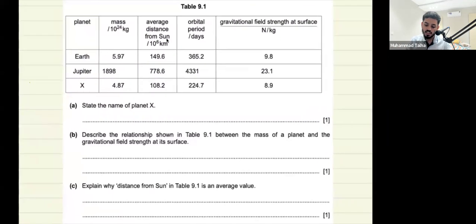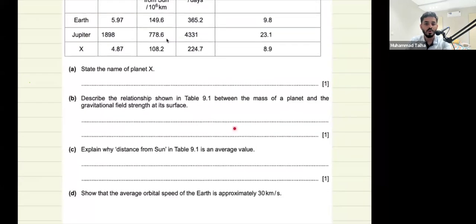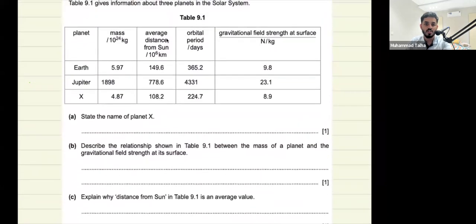So if you look here, the distance from the sun is closer, right? So MVE, so this must be Venus. The orbital period is also less, so it must be closer, right? So this is Venus then. Describe the relationship between the mass of a planet and the gravitational field strength. So you can see that as the mass is greater, the gravitational field strength is also unanimously greater.